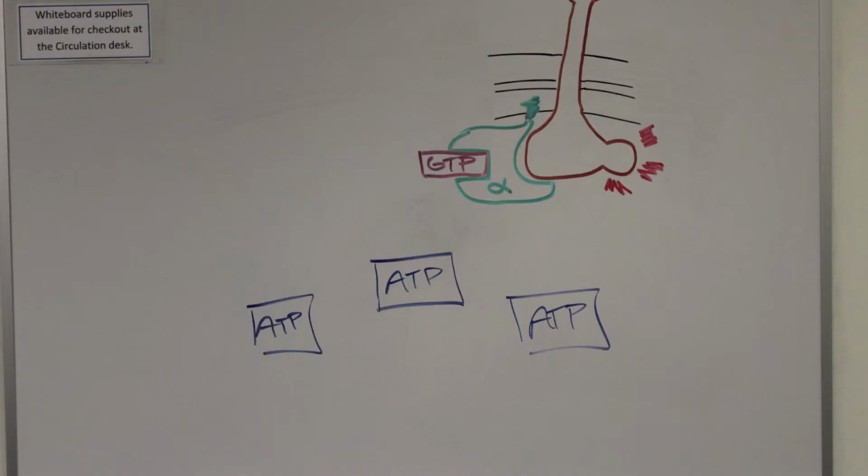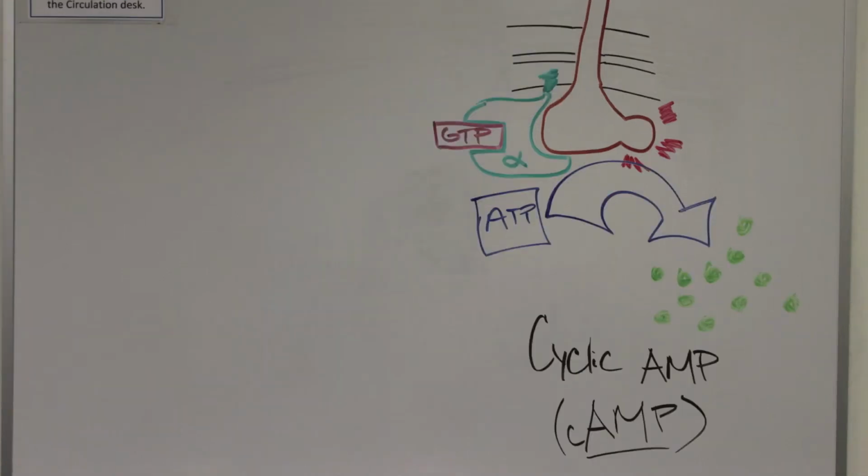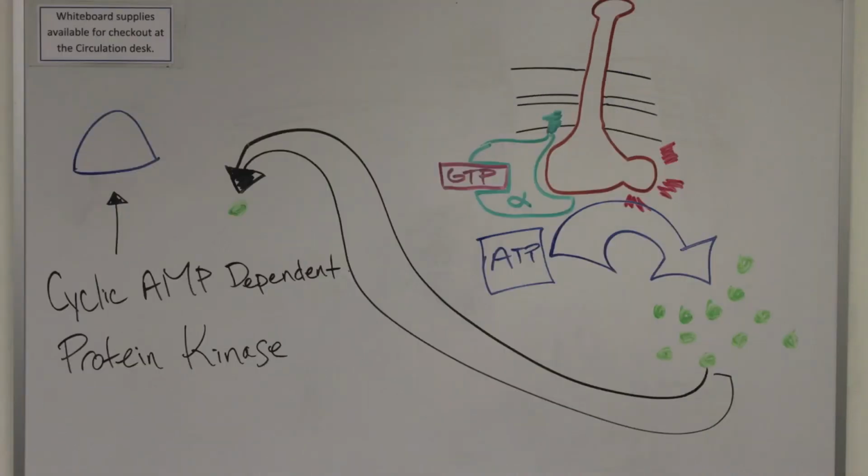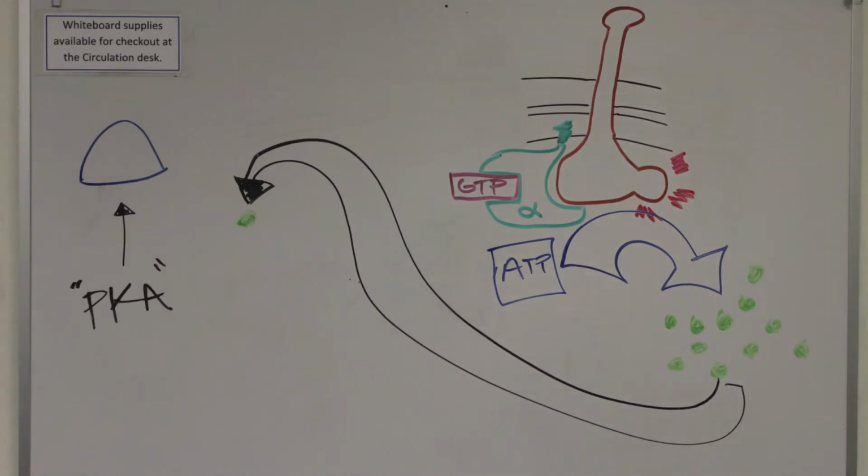ATP, which is always present in the cell, is used for the synthesis of cyclic AMP. This conversion is specifically catalyzed by an activated adenylyl cyclase. Cyclic AMP is specifically referred to as a secondary messenger, the first messengers being the extracellular signals. Cyclic AMP then in turn activates a cyclic AMP dependent protein kinase, otherwise known as PKA.